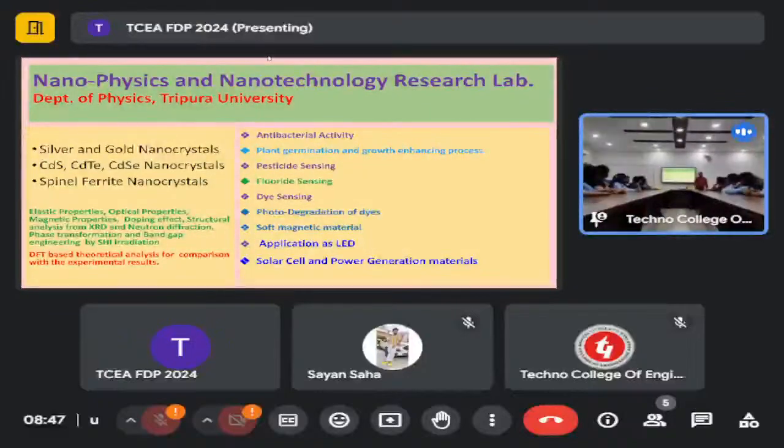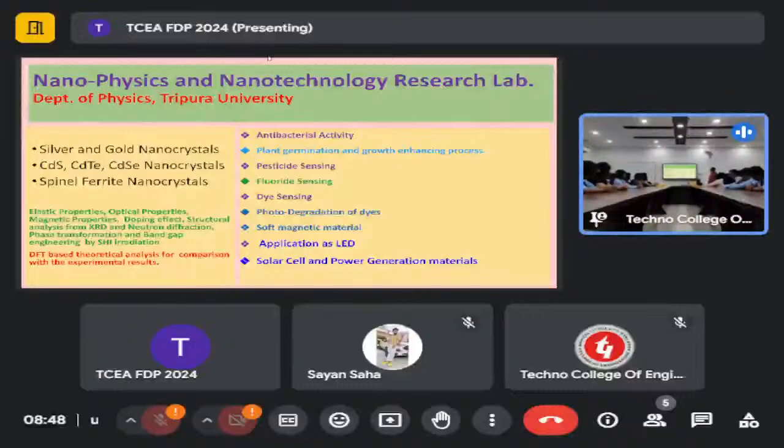Last but not the least, I want to show you that we, as researchers at Tripura University, are doing some research work related to nanotechnology, and we have a small lab, a nanophysics and nanotechnology research lab.